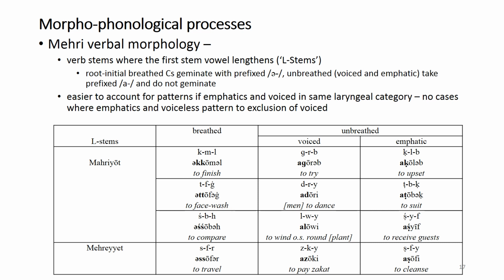It's easier to account for this pattern, which is pervasive, if we make the binary division into breathed, in which case you'd get gemination and a high vowel, and on the other hand unbreathed, where you get no gemination and a low vowel. There are other processes in Mehri and Shehret that show the same kind of division, for example H stems and definiteness, but they have their own complications and I'm not going to go into those here.